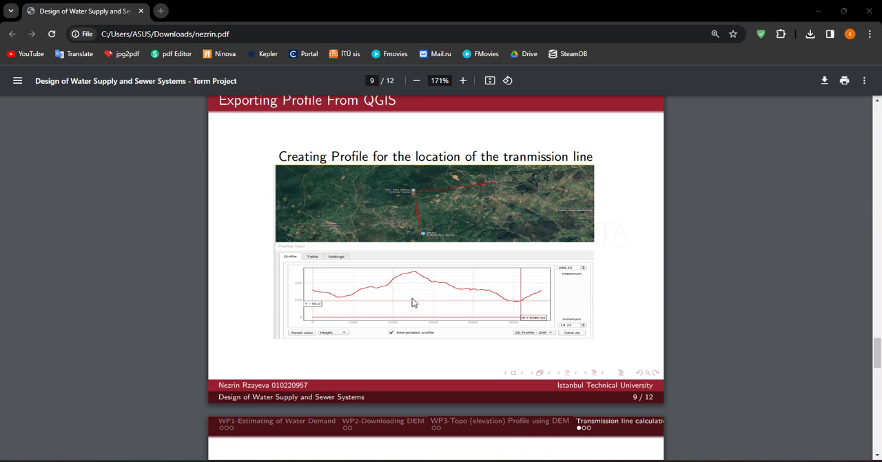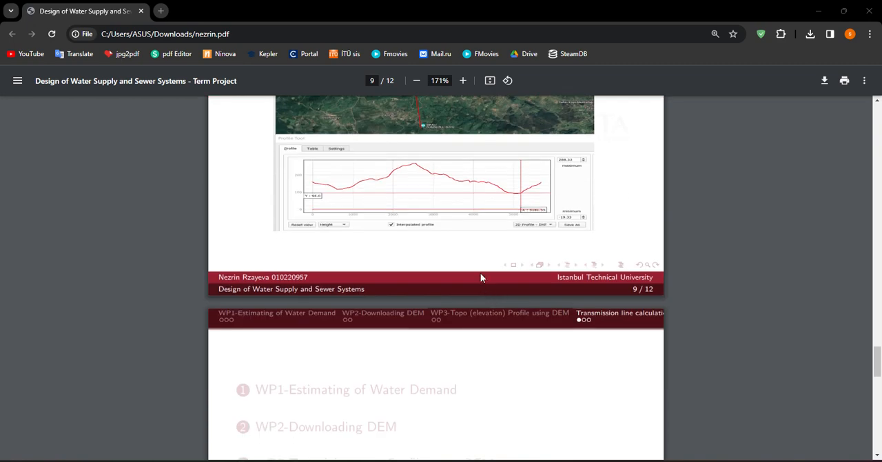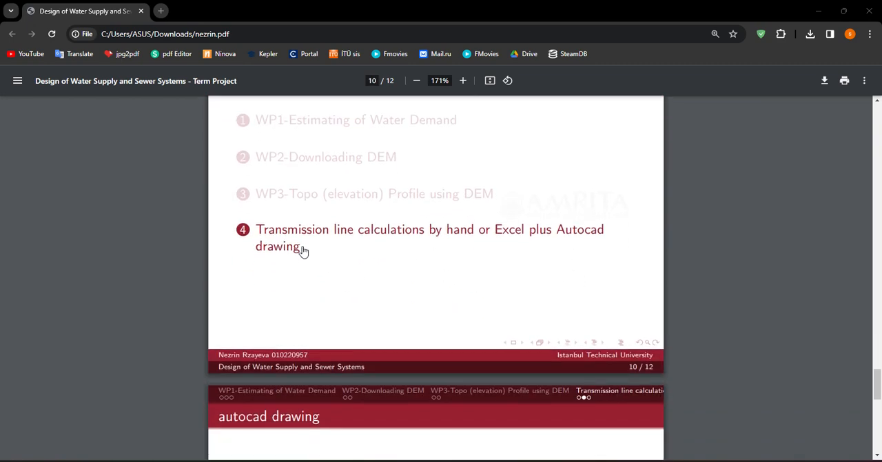We will draw a sketch in AutoCAD, and after sketching, finishing the AutoCAD files, we will check for that. We will compute the slope, and we will check where we need to settle the pump or pressure tank, and where the opening or closing parts of the pipe are. That was the third part; the fourth and last part is the transmission line calculations.